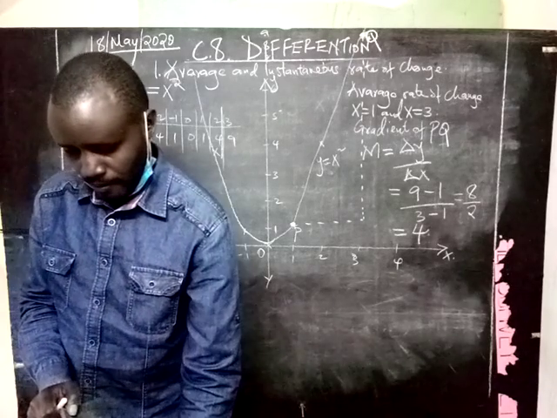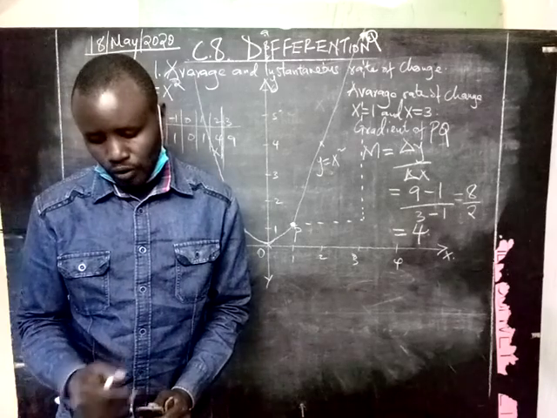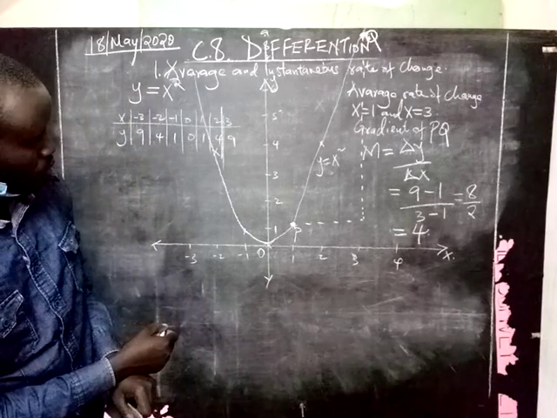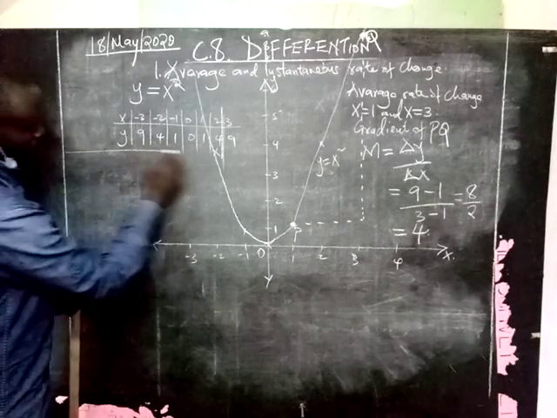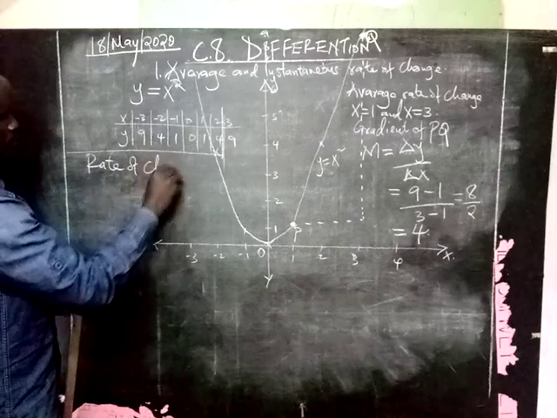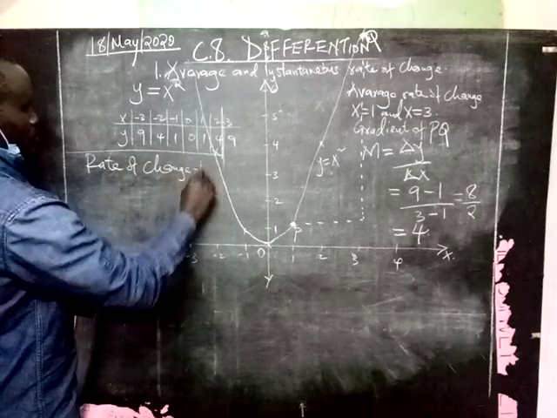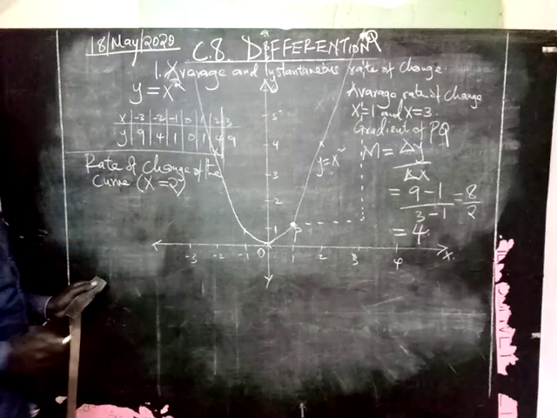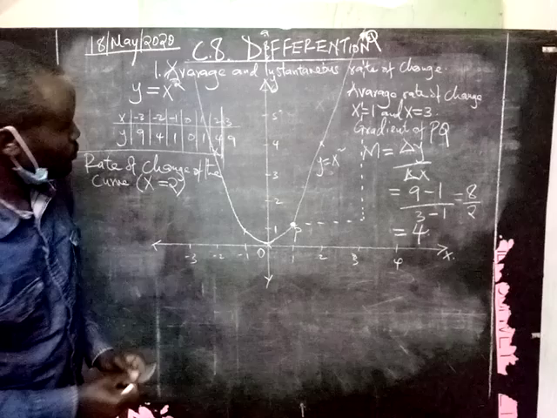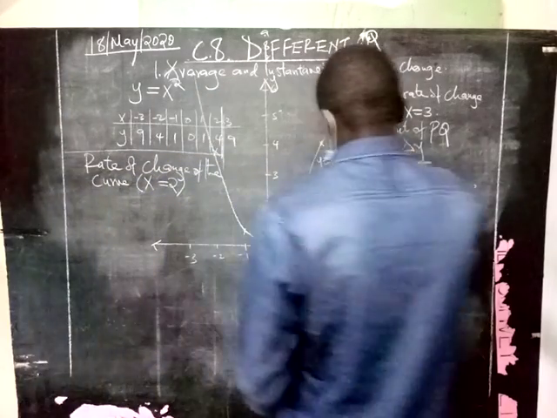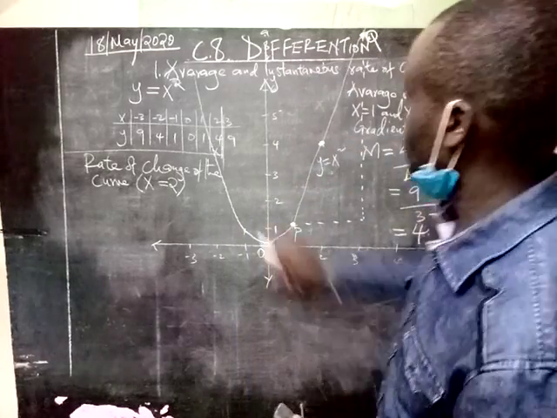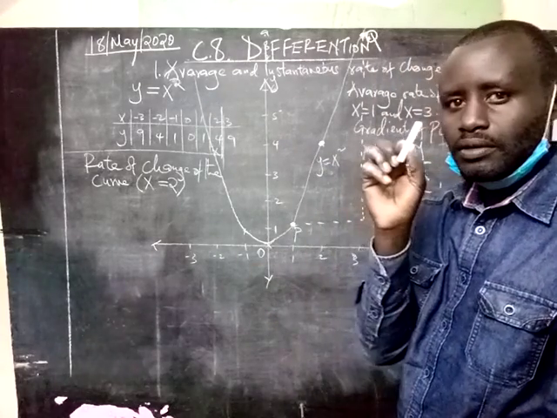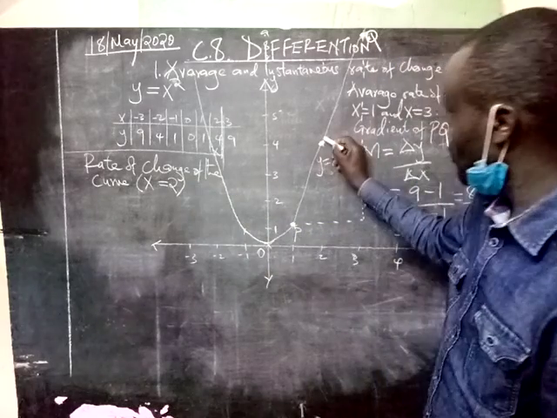Also, we want to find the rate of change of this curve when x equals 2. So we are going to have that point x equals 2 along this curve at this point. Remember that it was average and instantaneous rate of change. So we are done with average. We want to find the rate of change of the curve at a point. So for this case, we have our x as 2.